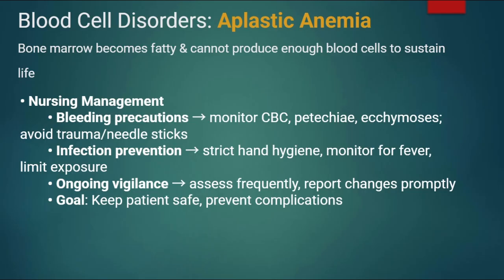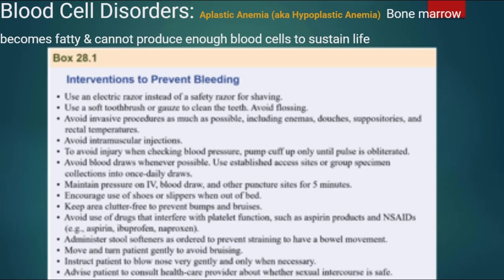The second priority is infection prevention. With very low white blood cells, even minor infections can become life-threatening. Standard infection control measures such as hand hygiene, limiting visitors, and monitoring for fever are critical. Patients may require protective isolation in severe cases. As LPNs, your role includes constant monitoring, reporting findings promptly, and educating patients and families about signs to watch for at home. The keywords here are: be safe, be vigilant, and act quickly if you see signs of bleeding or infection.